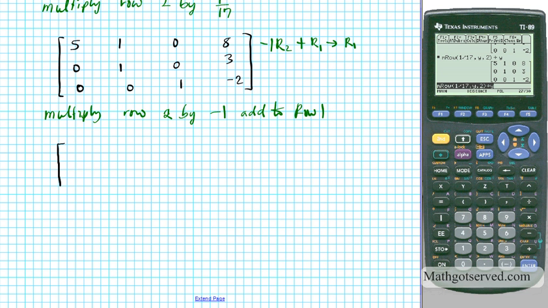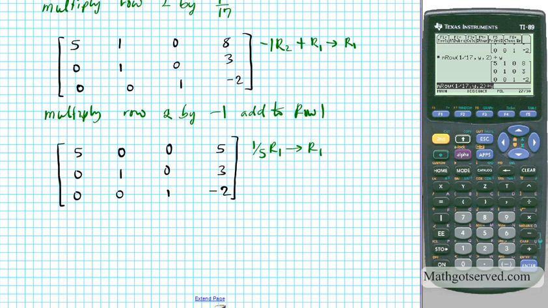Row 2 and row 3 stay the same. So row 3 is 0, 0, 1, -2. Row 2 is 0, 1, 0, 3. Now row 1 is going to change. This one stays at 5 because when I multiply this by -1, it is 0. I need to change that. This one becomes a 0. This one is still a 0, but -3 plus 8 is a 5. Okay? And then to finish it up, we just divide row 1 by 5. So I'm going to do 1/5 of row 1, storing in row 1.